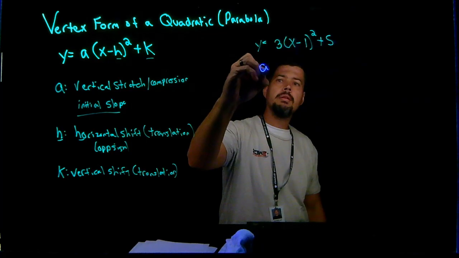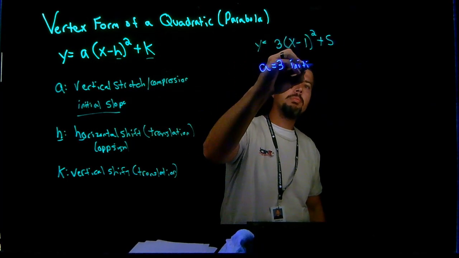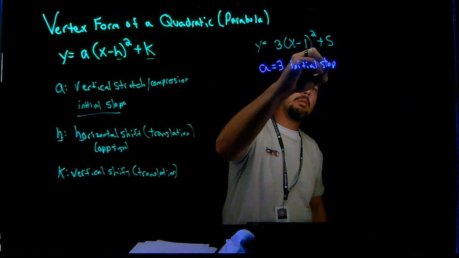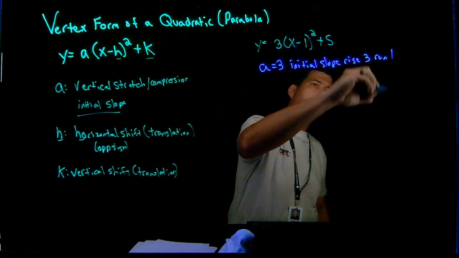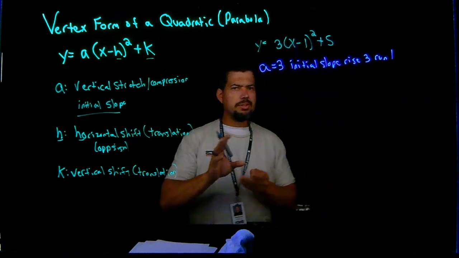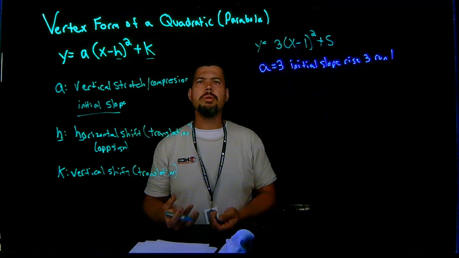A is 3. So my initial slope is to rise 3 and run 1. Now, I hadn't even talked about what a parabola looks like. I mean, I approached this as though you knew what a parabola looked like.